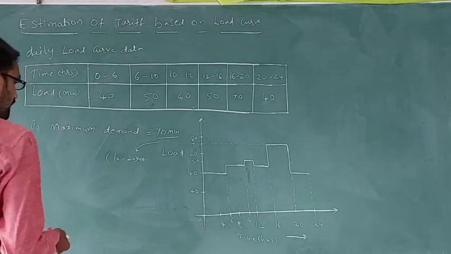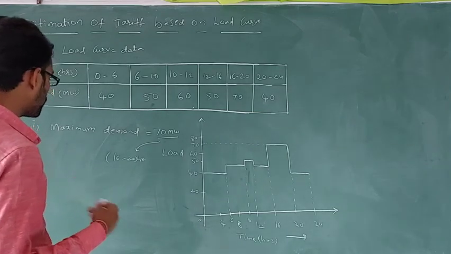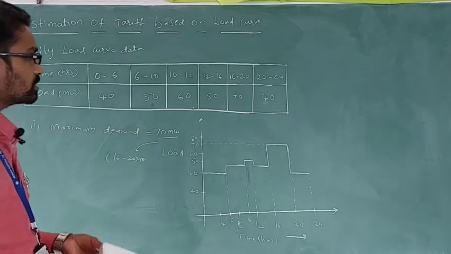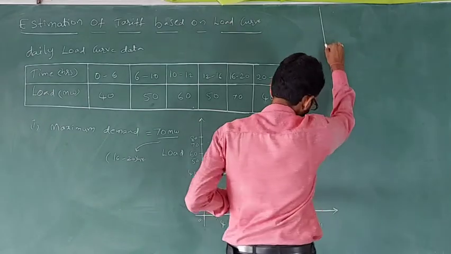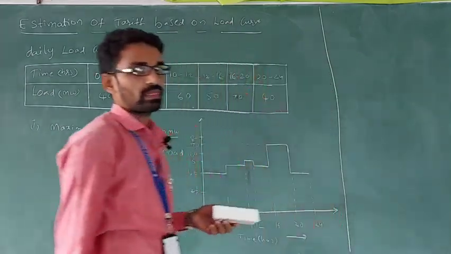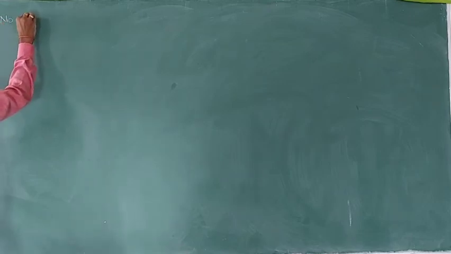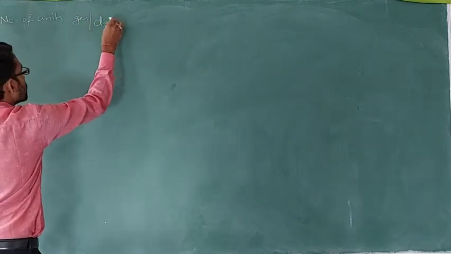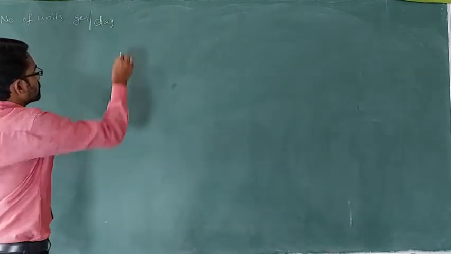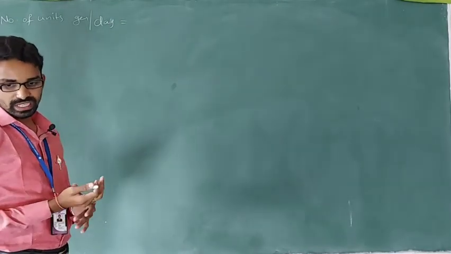Next we are going to calculate the number of units generated per day. They are asking the number of units generated per day, we will calculate that. The second one is the number of units generated per day. The formula for that is the area under the load curve.